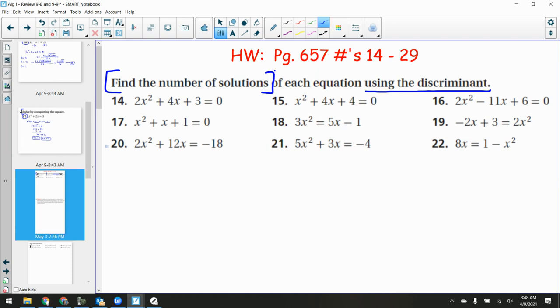All right, so number 14 is no solutions. There's 0 solutions. Number 15 is 1 solution. Number 16 is 2 solutions. Number 17 is 0 solutions. Number 18 is 2 solutions. Number 19 is 2 solutions. Number 20, 1 solution. Number 21 is 0 solutions. Number 22 is 2 solutions.